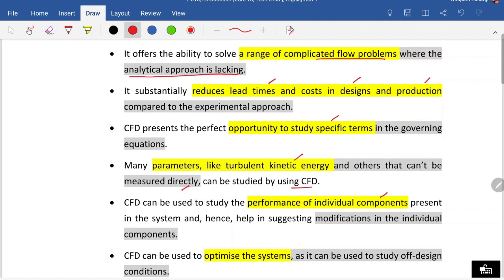Then you can study the performance of individual components. Now in an experimental setup, you have to put all the parts of the system together. But here what you can do is separate a part, define its inlet condition and calculate the outlet condition. So in isolation you can study a part. You are not governed by what is happening in other portions of the system, right? So that helps. You can individually improve a system.